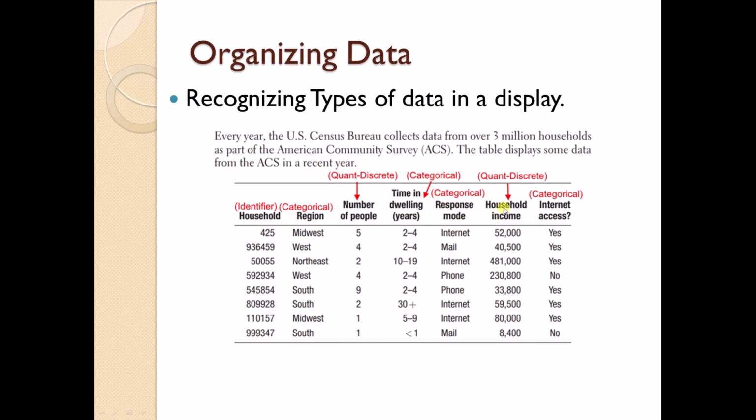Response mode is categorical. They did round this, and it's not taking an average. They rounded it to the nearest dollar, so that's quantitative discrete. And yes or no for internet access would be categorical. You either fall in one category or the other. So how did it go?